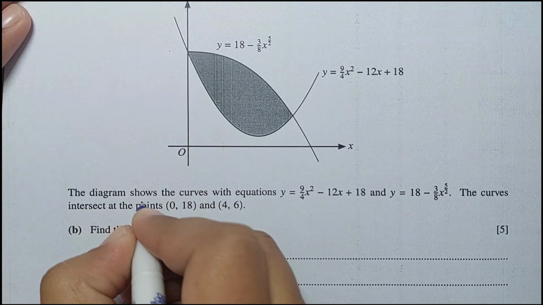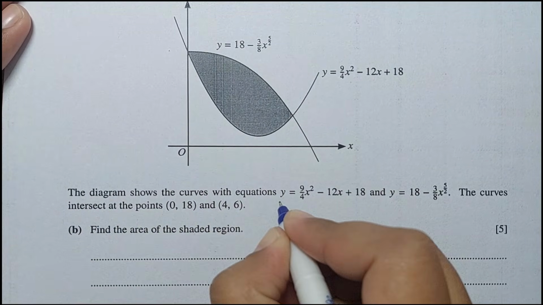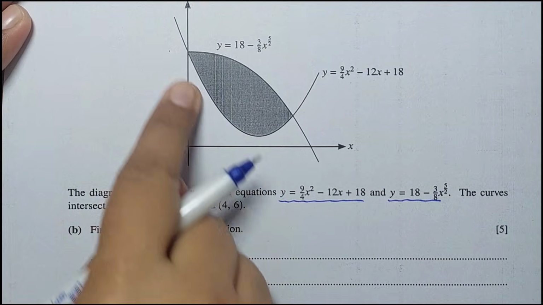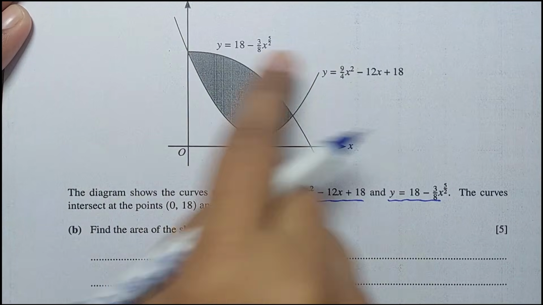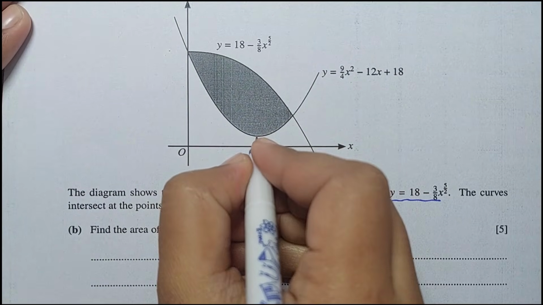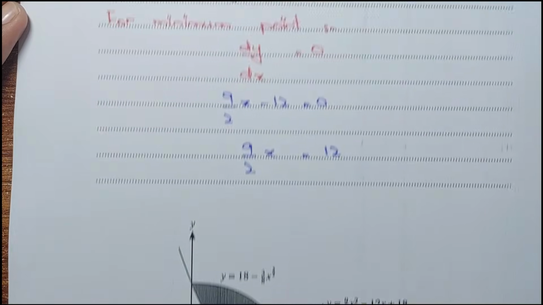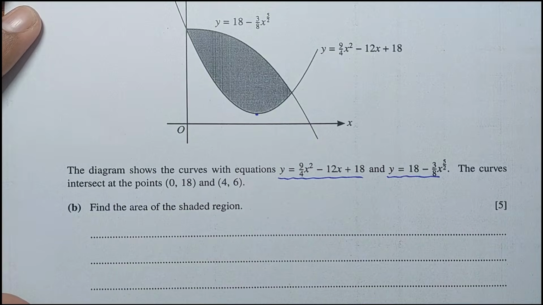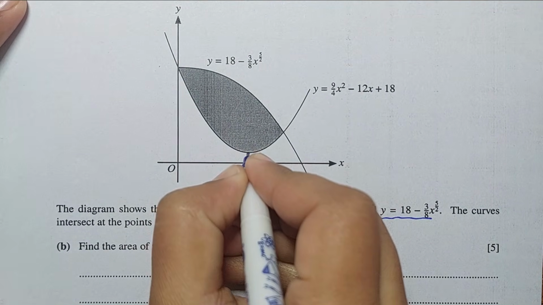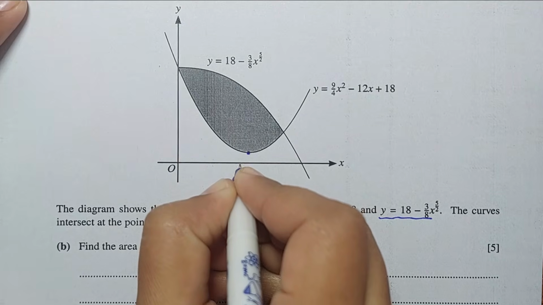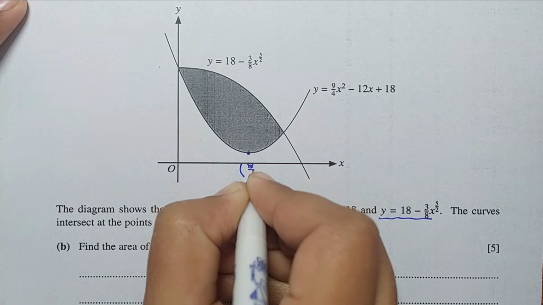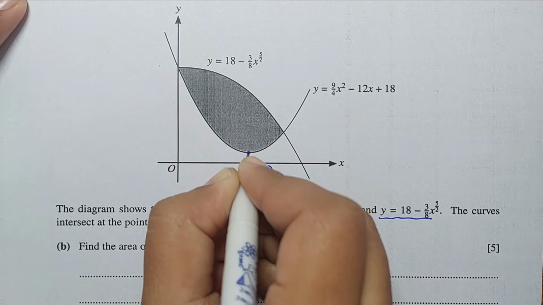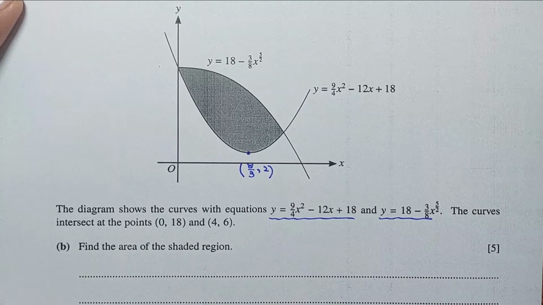Okay, the diagram shows the curves with equations. This is the equation of one curve and this is the equation of the other curve. This one we have already done in part A, and this one. We have found the coordinates of the minimum point for this curve. You can see we have done this curve, right? So we are done with this minimum point. The minimum point coordinates are 24 over 9 or 8 over 3, and the y value is 2.